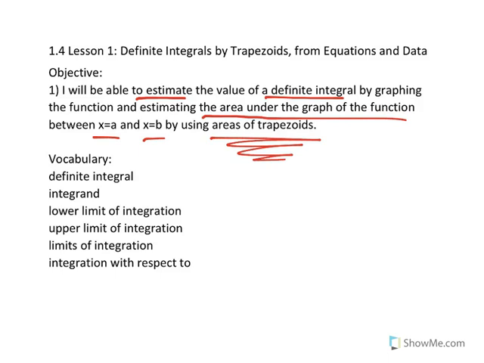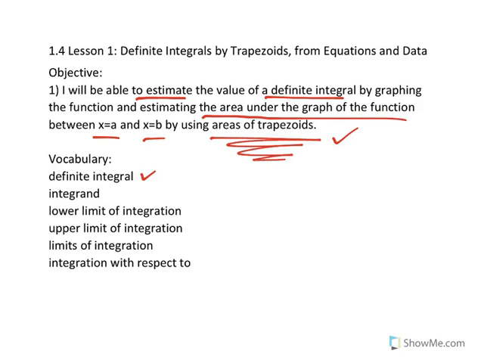You will remember that in the previous section we did the same thing, but we counted squares instead of using areas of trapezoids. So this is another way you can do that. You can also use rectangles, as we will see later when we get into integral calculus. The vocabulary is the same as in the previous lesson: definite integral.